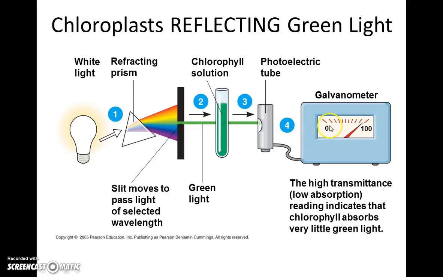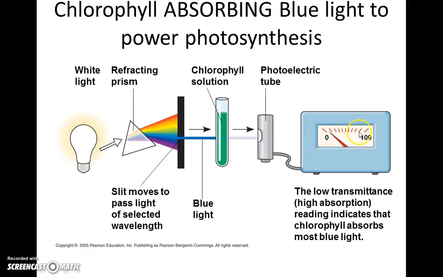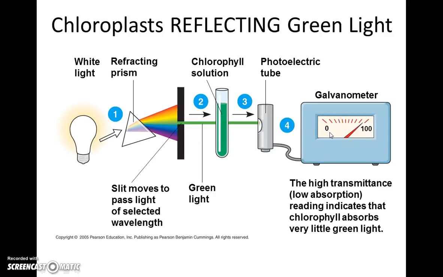You can see that this kind of indicator here shoots up, whereas with the blue, it's way down here. So this high transmittance is indicating that a lot of the green is coming through and it's not being absorbed. It's actually being reflected. Okay?